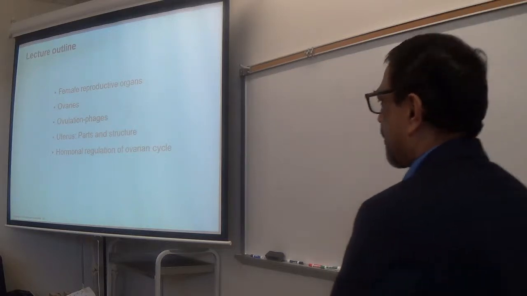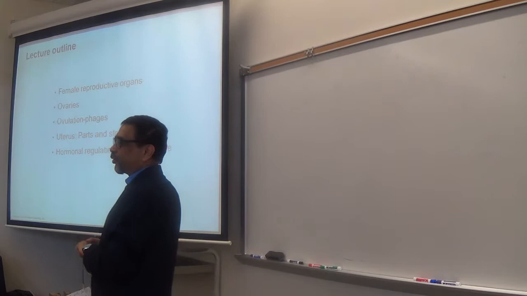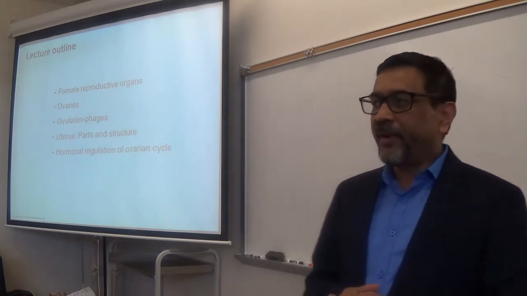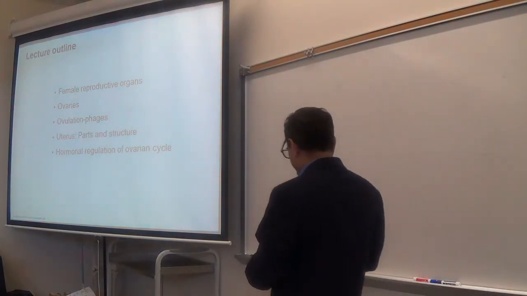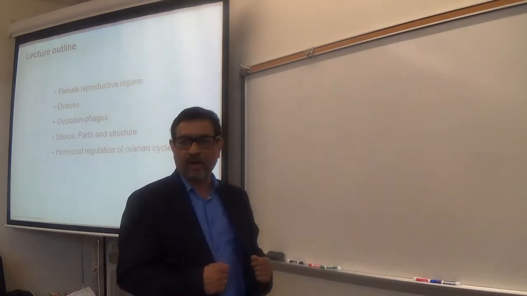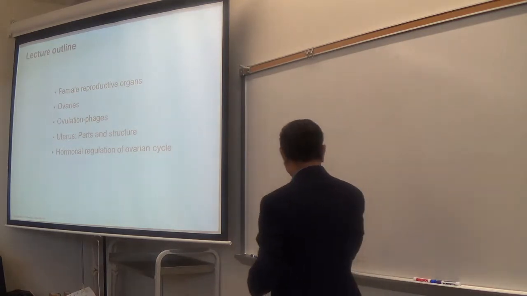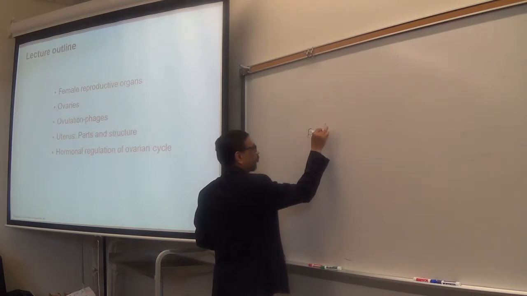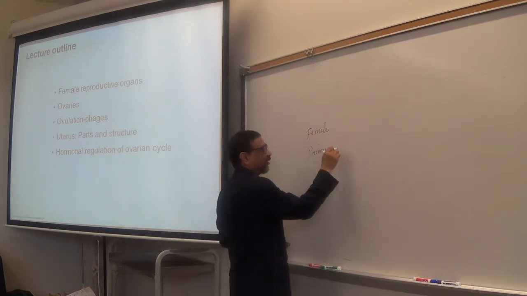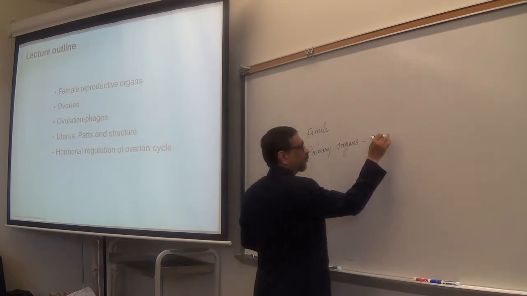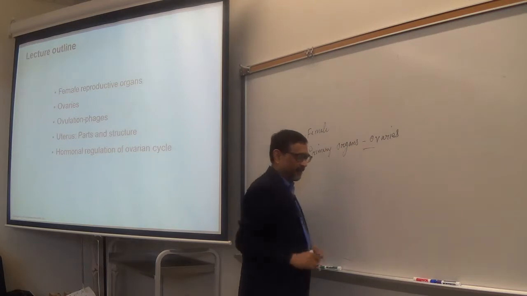Today we will talk about the female reproductive system. The primary organs of the female reproductive system are the ovaries. Okay, so the female gonads are the ovaries. Primary or essential organs are ovaries.